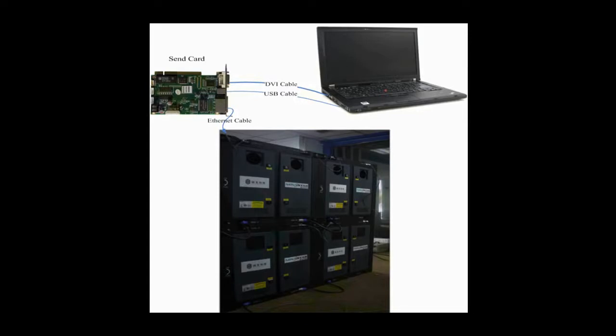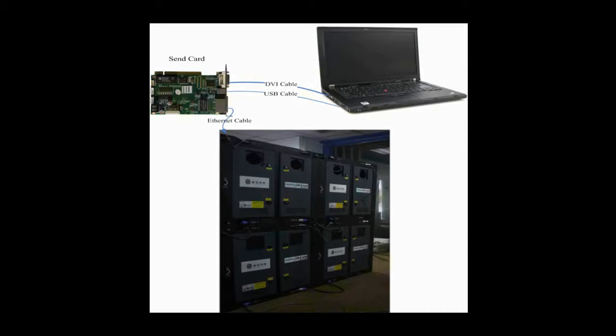Please note that a receiver card is also named a SCAN board. DVI cables and USB cables are used to connect the control computer and the setting card. The DVI cable is for image data transmission, and the USB cable is for instructions and parameters. Receiver cards are connected to the setting card through Ethernet cable.